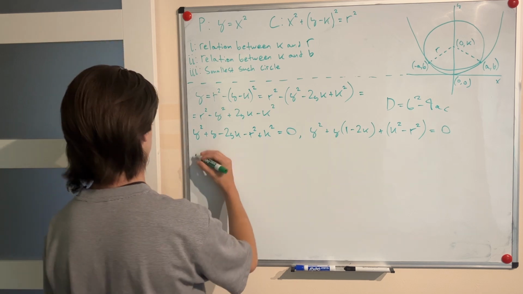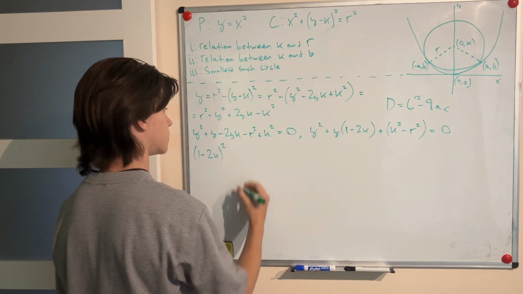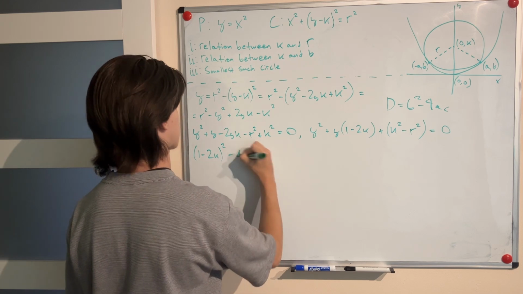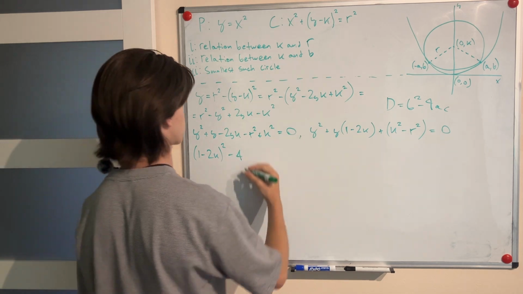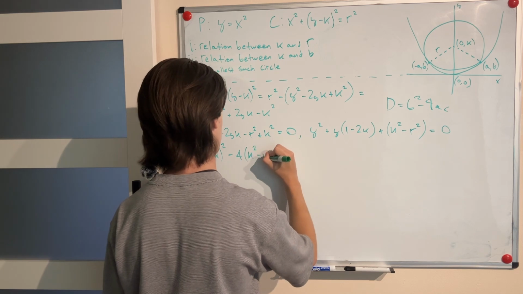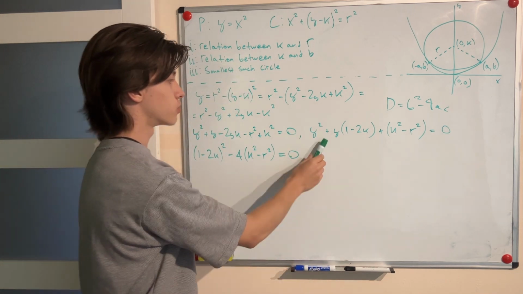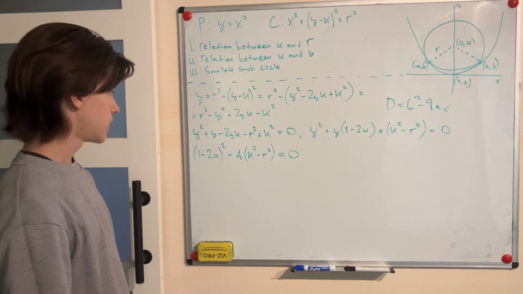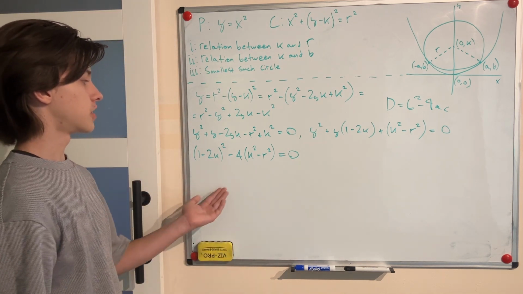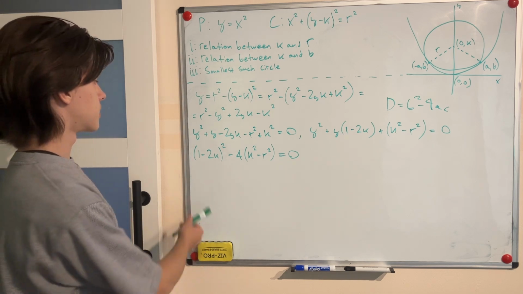Notice our b term is 1 minus 2k, so we write (1 minus 2k) squared minus 4 times a, that's just 1, we don't need to multiply by 1, times c, which is k squared minus r squared. This is equal to 0 because there's only one solution for y. And there you go, that is our relation between k and r. We can obviously make it much simpler, but this is basically it.